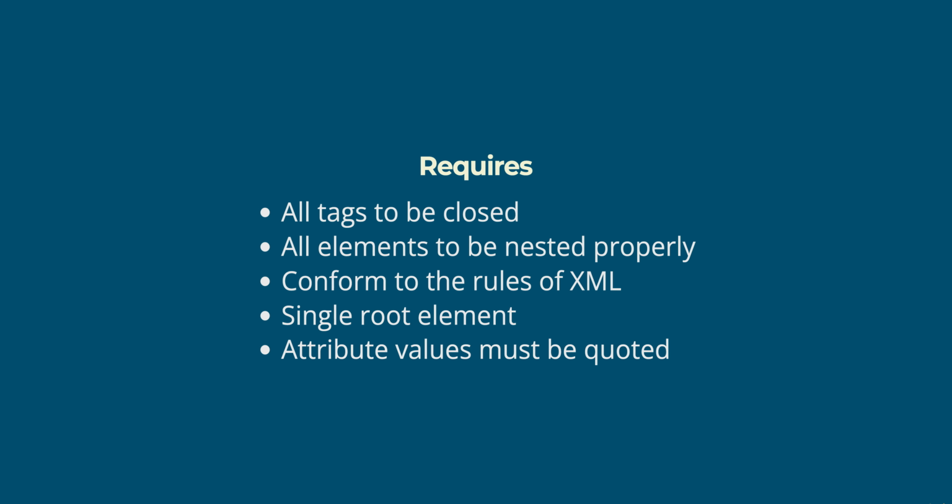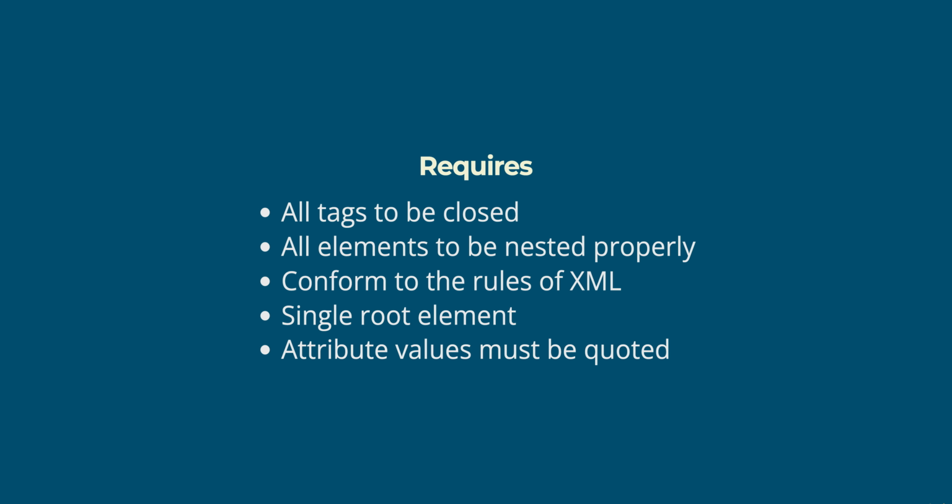XHTML is a stricter version of HTML, and it is recommended to be used in conjunction with XHTML modularization and XML schema. It requires all tags to be closed properly and all elements to be nested correctly. In addition, XHTML documents must be well formed, meaning that they must conform to the rules of XML. This means that they must have a single root element, all tags must be closed, and attribute values must be quoted.